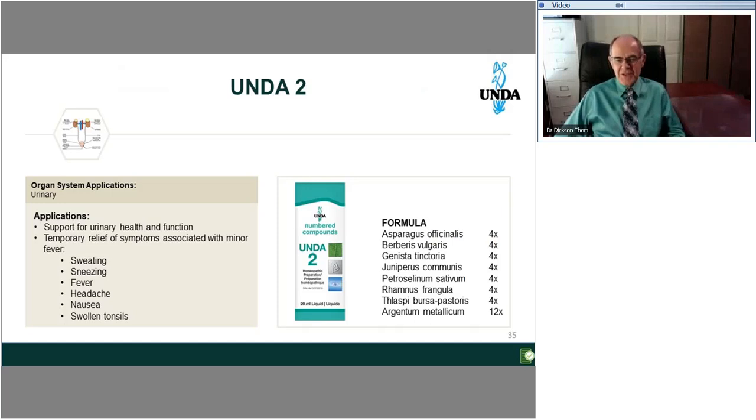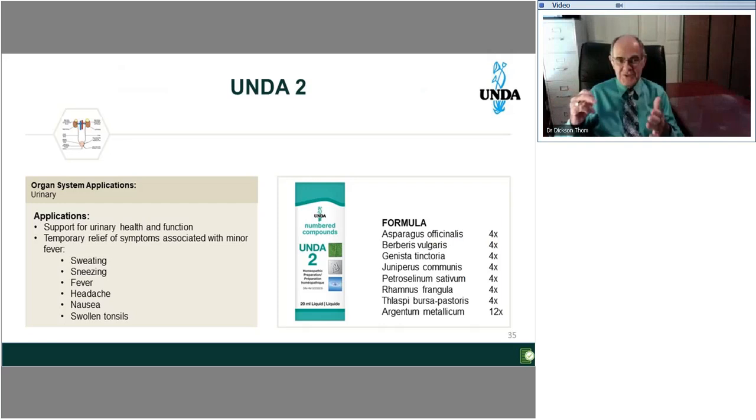We have argentum in there, and when I mentioned the metals in part 1, I said these are for immune-type things. The great thing about UNDA number 2 is that it is the elimination remedy. It will support all 5 emunctories, not just the kidney. It's the one remedy with a very broad brush, so even if you weren't going to use UNDA 3, you can use UNDA 2.